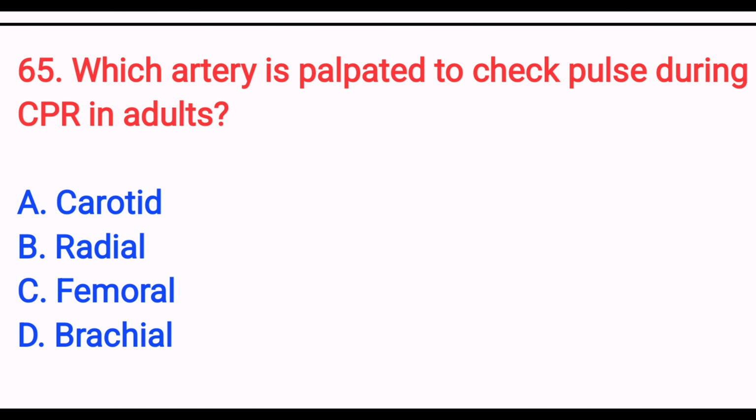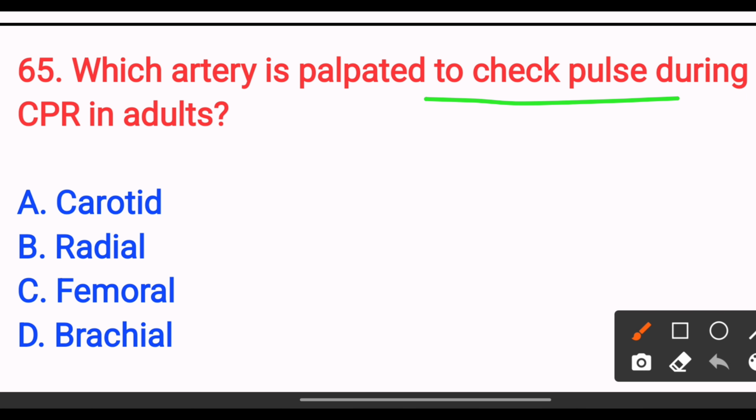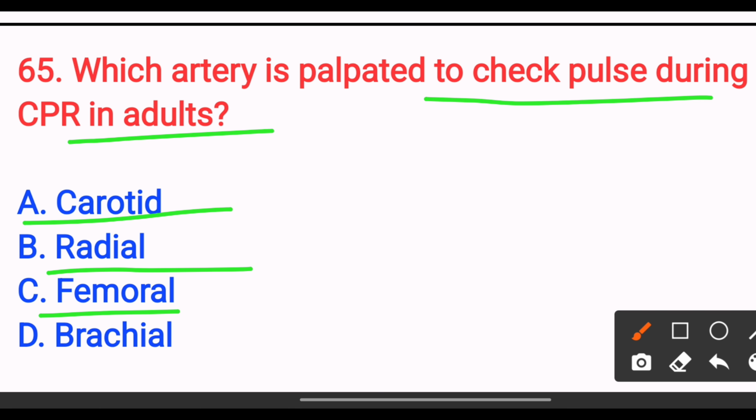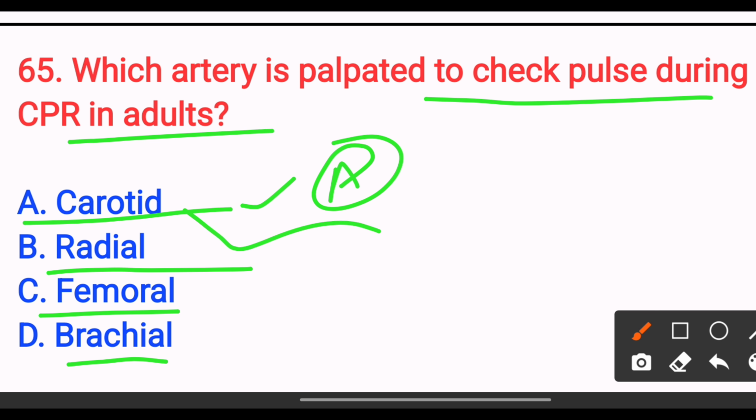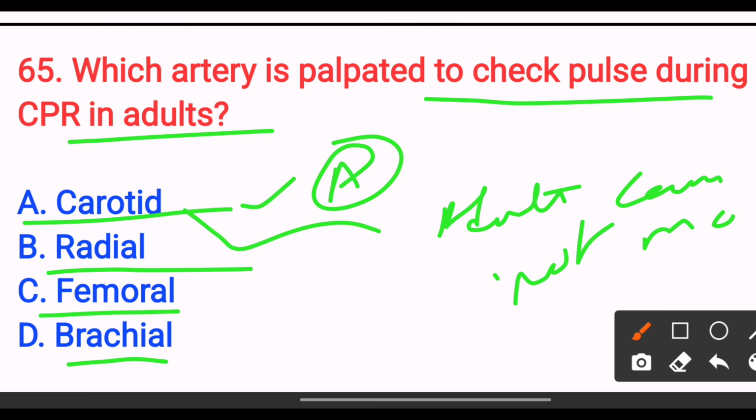Next, which artery is palpated to check pulse during CPR in adults? Option A, carotid. Option B, radial. Option C, femoral. Option D, brachial. The answer is option A. We already discussed that for adults we use the carotid pulse, and we do not check for more than 10 seconds, 5 to 10 seconds. After that we have to start the compression.